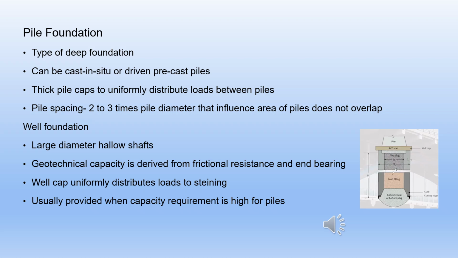Well foundation is a type of deep foundation characterized by large diameter hollow shafts, where the geotechnical capacity is derived from frictional resistance and end bearing. Generally, the hollow shaft, called steining, is cast in parts and sunk through the strata by progressively removing earth through the dredge hole, the hollow portion. A well cap is provided below the substructure to uniformly distribute loads throughout the steining. It is usually adopted when the capacity requirement is high and provision of piles is uneconomical. It is ideal under scouring conditions when lateral loads are higher.